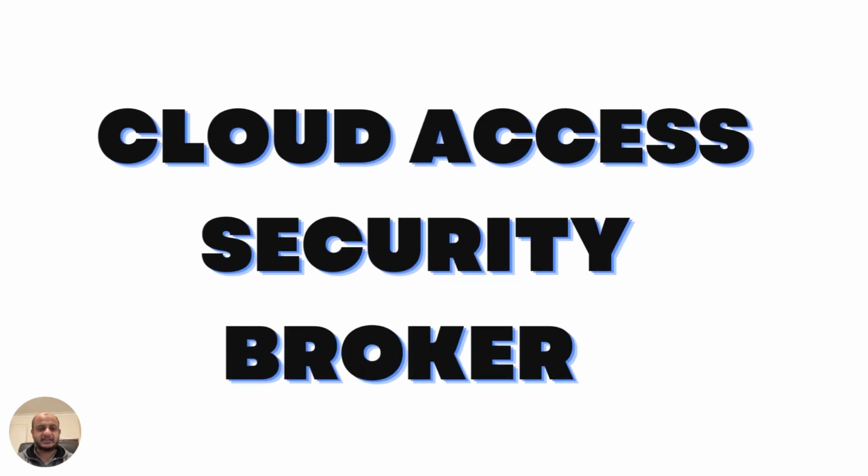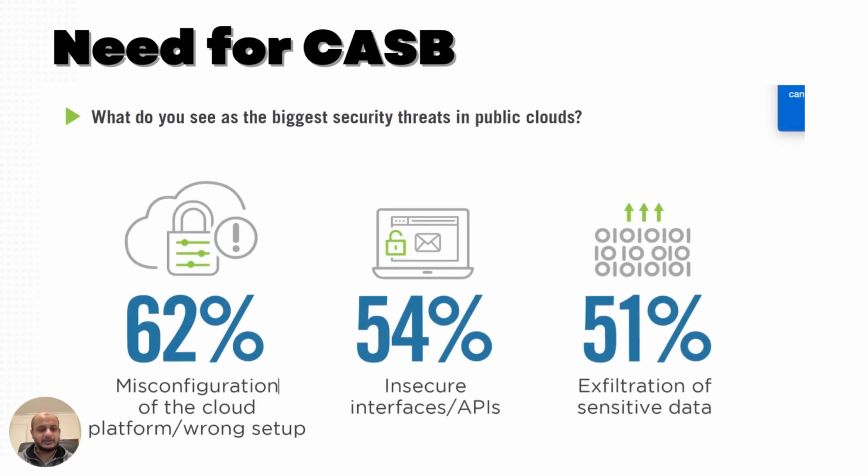The next one is the cloud access security broker. So what is that? Like I said, we talked about the biggest risks, right? The number one was misconfiguration. The second one, if you can look at, is APIs, and the third one is exfiltration of sensitive data.